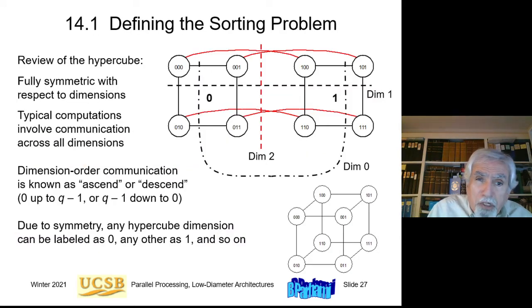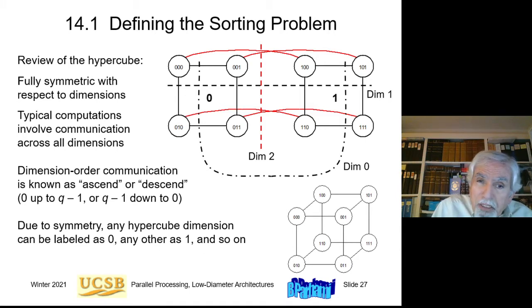First, a refresher about the hypercube architecture. Here I've shown at the top of the slide a three-dimensional or 3D hypercube, or 3-cube for short, with nodes. There are 2 to the q nodes, 8 nodes in this case. Node labels are 3-bit binary numbers. And each node is connected to 3 neighbors, which we call dimension 0, dimension 1, and dimension 2 neighbors.